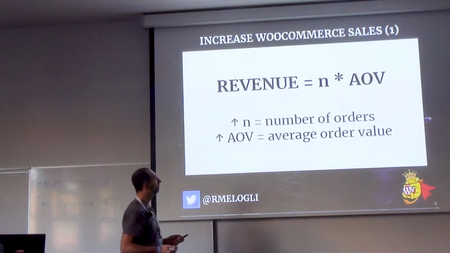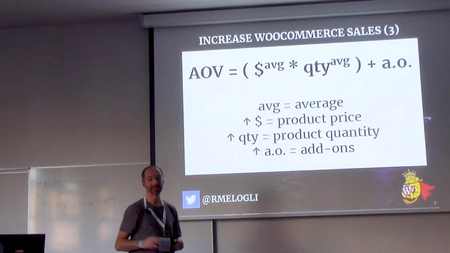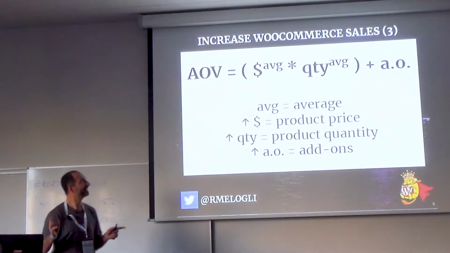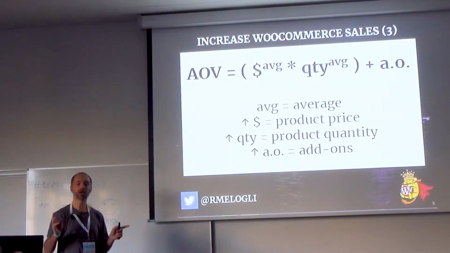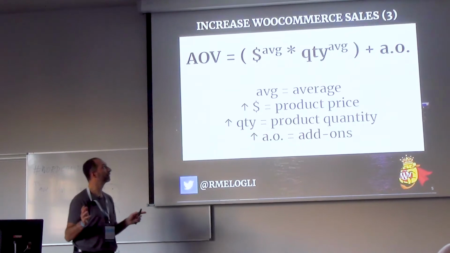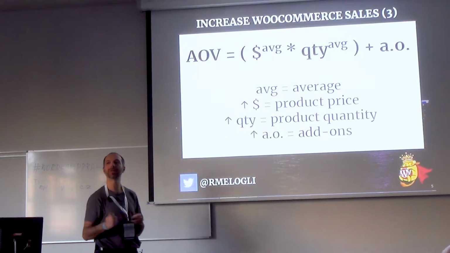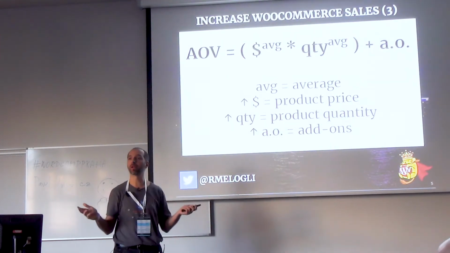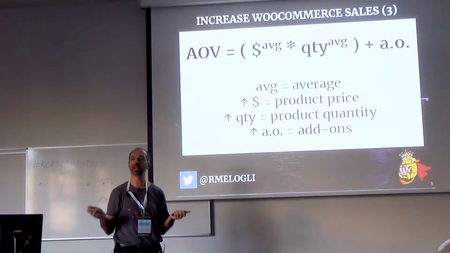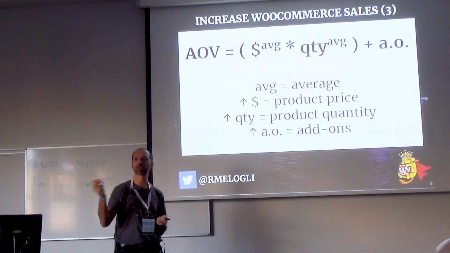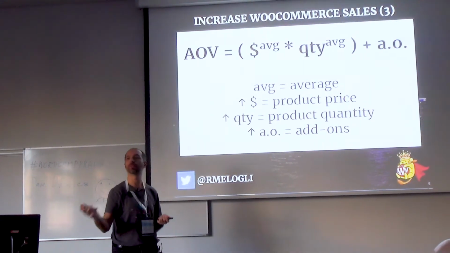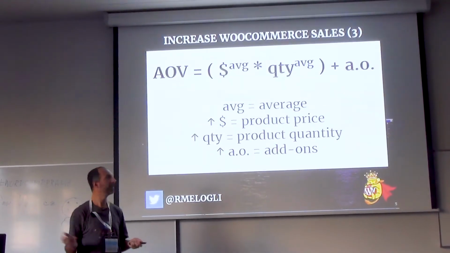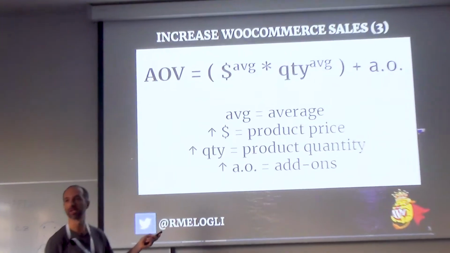Now, going backwards. This is a little bit complex. Don't worry, I have the English translation. At the same time, what's the average order value? Simply it's the multiplication of product price by the quantity, right? For an average order value of $50, it's going to be an average price of $5 multiplied by 3, which is the average quantity, plus add-ons, right?